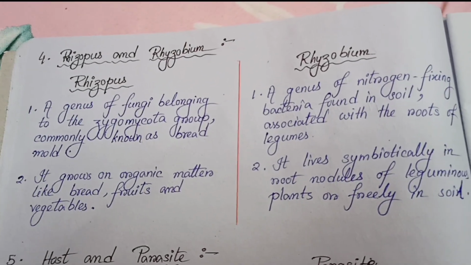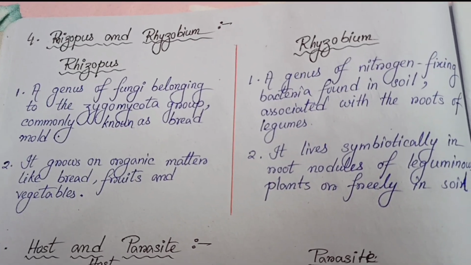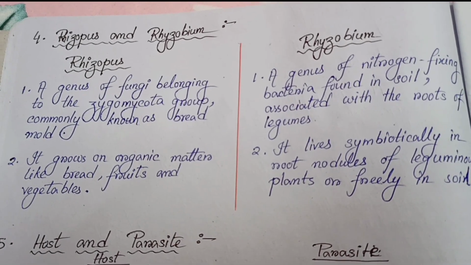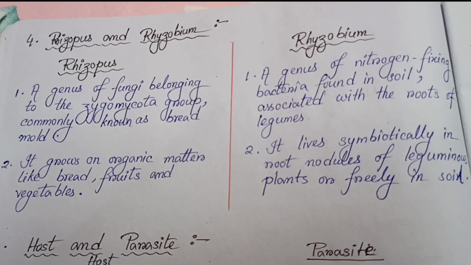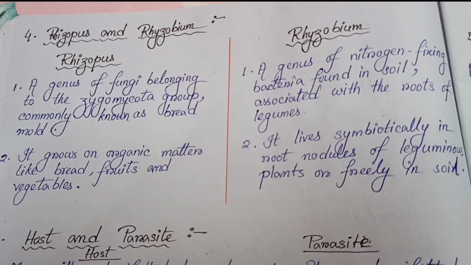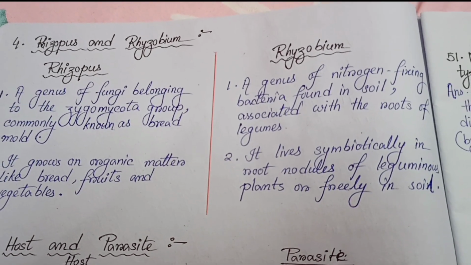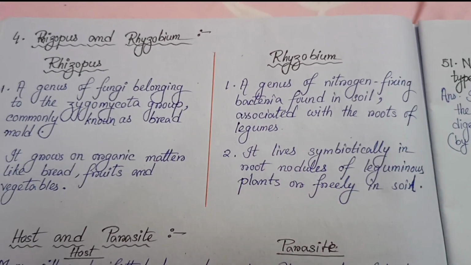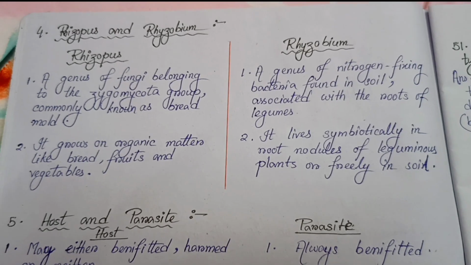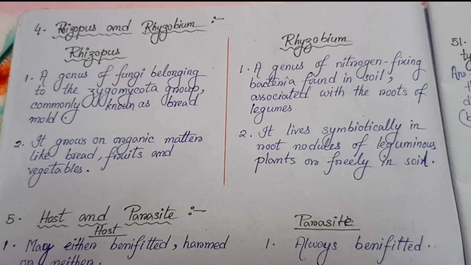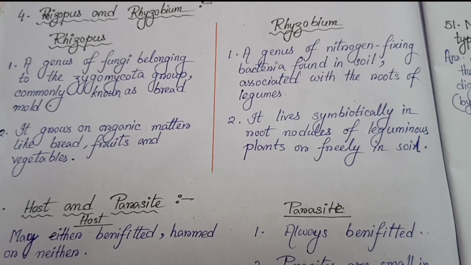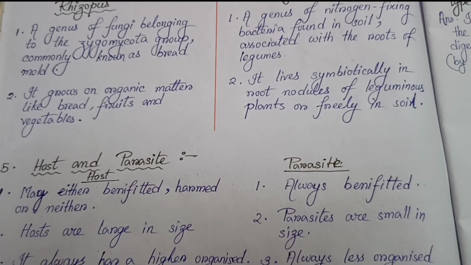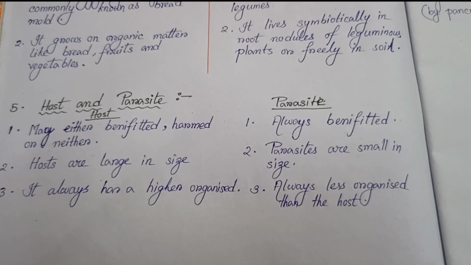Okay, now differentiate between Rhizopus and Rhizobium. Number 1, a genus of fungi belonging to the Zygomycota group, commonly known as bread mold, and number 1, there a genus of nitrogen fixing bacteria found in soil associated with the roots of legumes. Number 2, under Rhizopus it grows on organic matter like bread, fruits, and vegetables. Number 2, there it lives symbiotically in root nodules of leguminous plants or freely in soil.